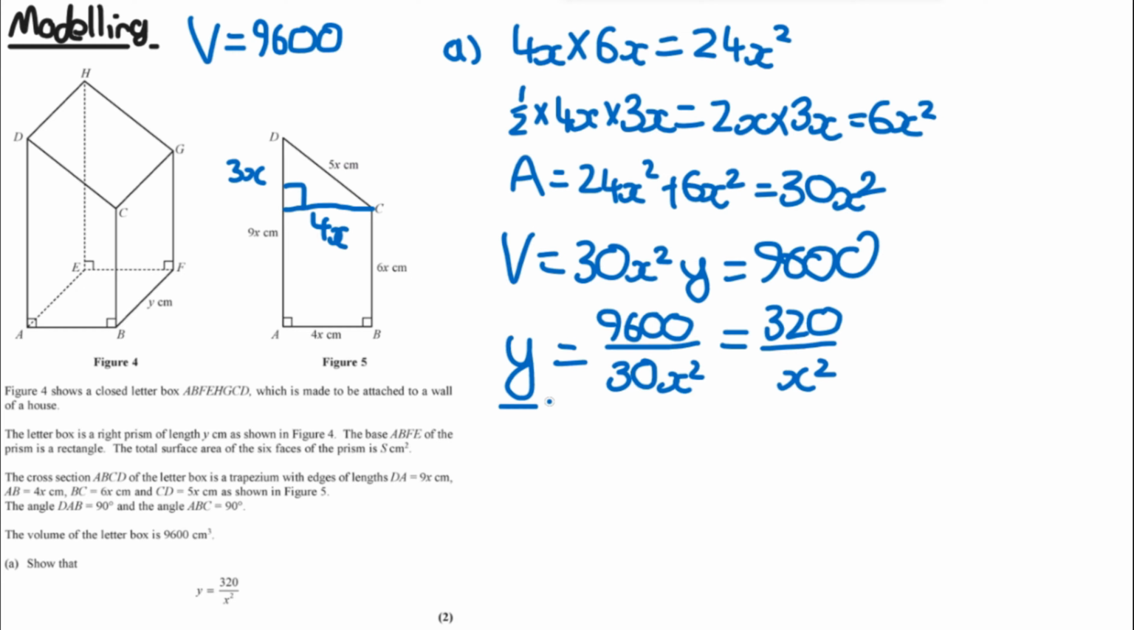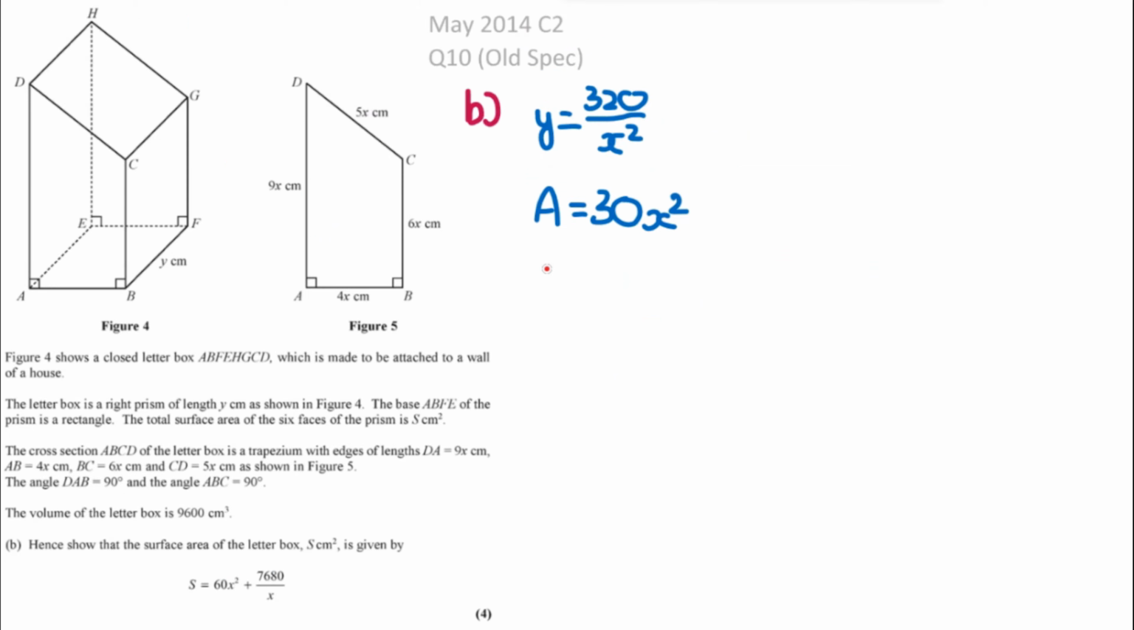So we've got y is equal to 320 over x squared, which is what's required. So for part B, we need to show that the surface area of the letterbox, which is called S, is given by this equation here. So the surface area is going to be all of the areas of all of the faces added together.